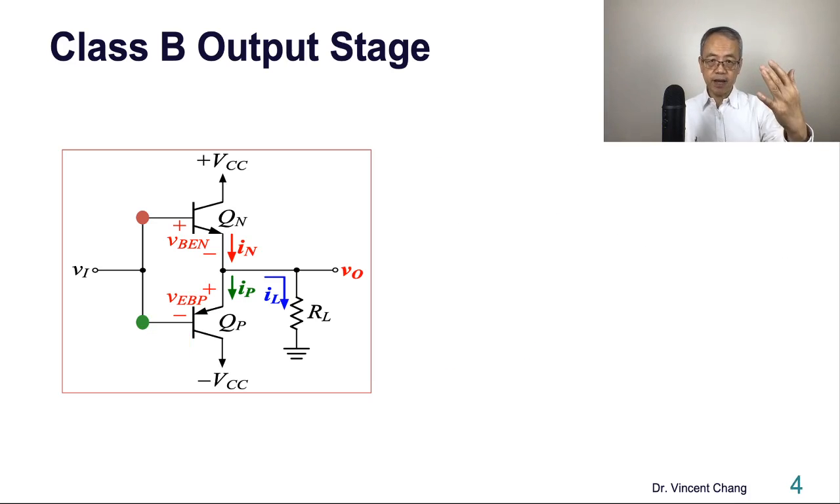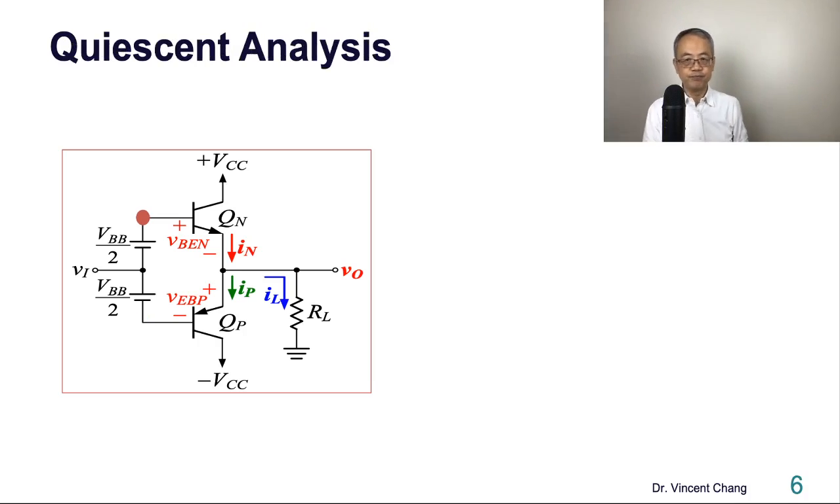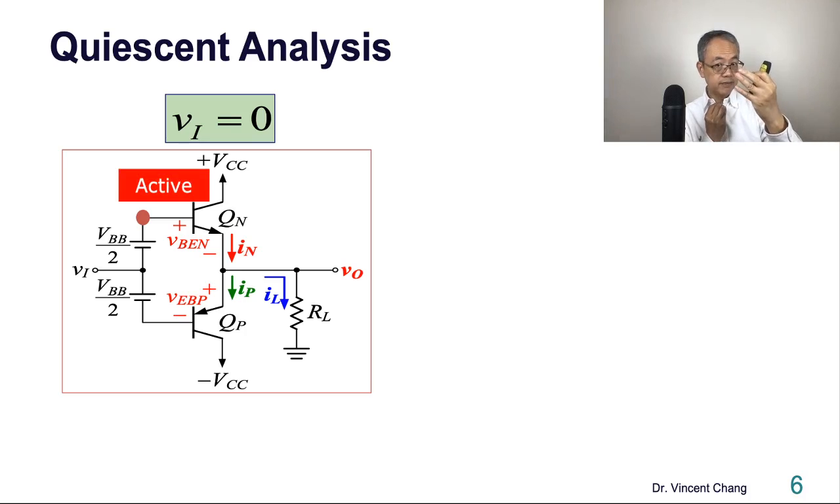Remember, within the dead band, the two transistors are cut off, right? They sleep. So wake them up. Let's put in a battery, the VBB over 2, half VBB, to wake the transistors up, to turn them on. The concept is very simple. When there's no signal, when VI is 0, in the quiescent condition, the NPN is on.